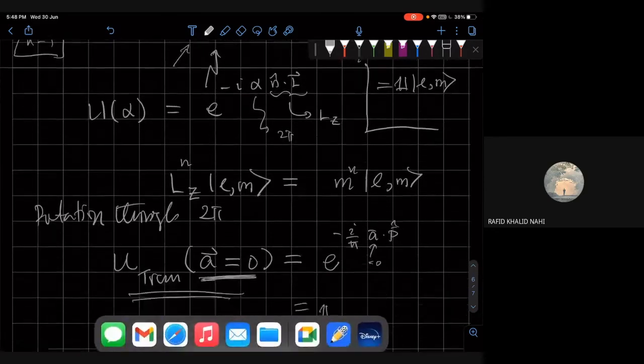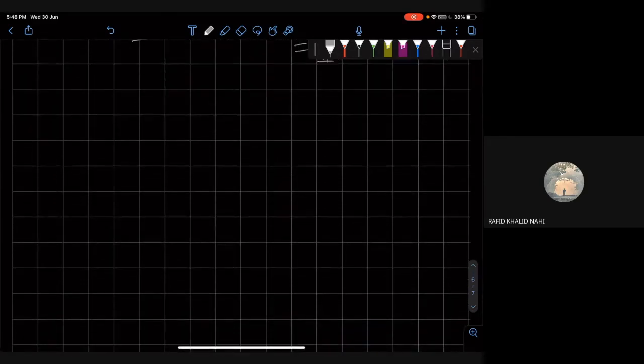Okay, let me recapitulate, okay? The rotation operator through an angle alpha around some axis n is given by e^(-i alpha n·L). We have proved that, right?